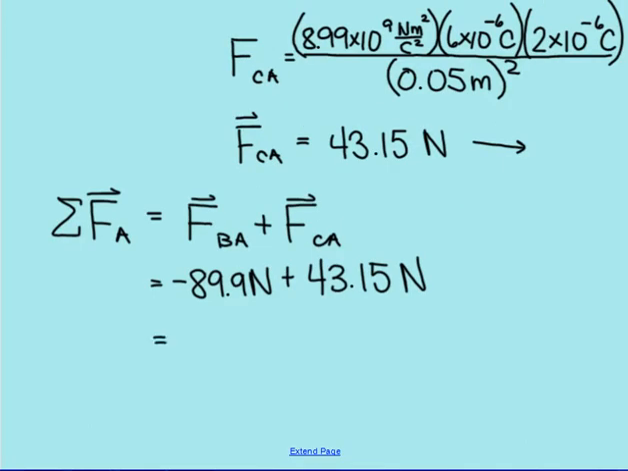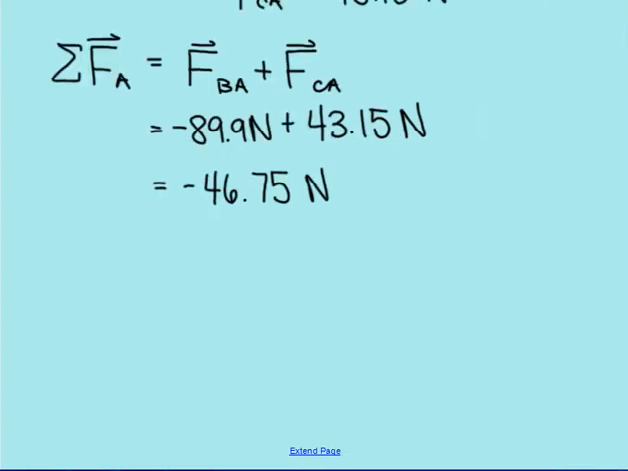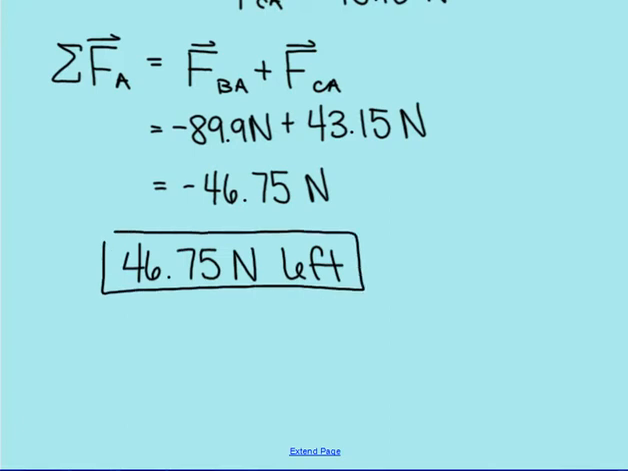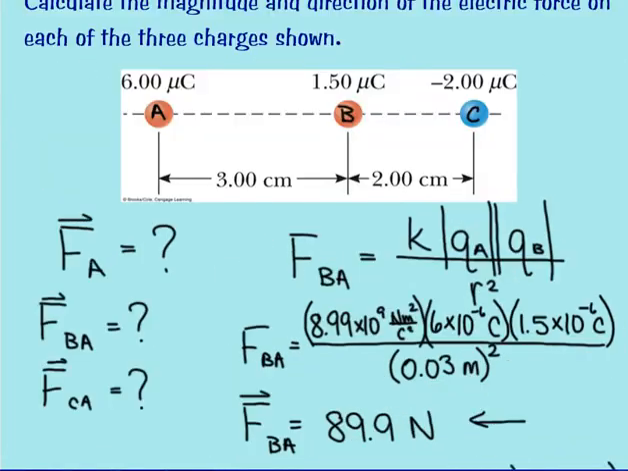As I add these two numbers together, I end up getting a total value of negative 46.75 newtons, which means in a final answer format, I would write 46.75 newtons left, indicating that that negative sign means that that force is in the leftward direction. So we now have found the net force on charge A.